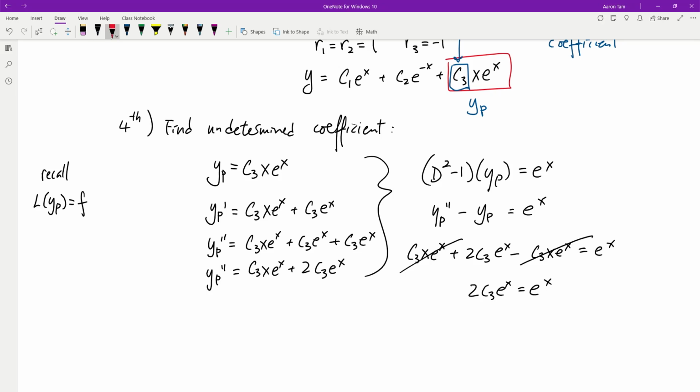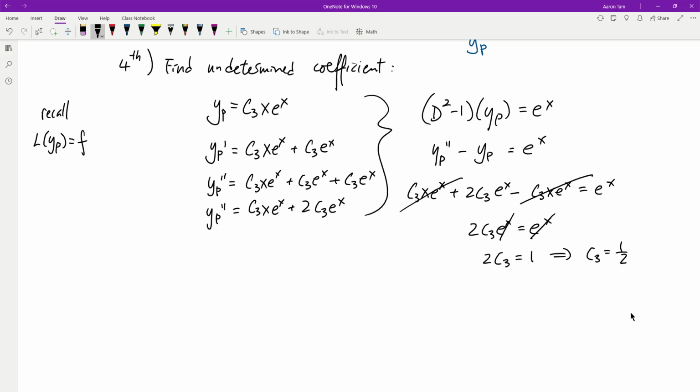And since e to the x can never equal 0, I'm safe to cancel them out, and therefore that leaves me with 2c3 equal to 1, implying that c3 must equal 1/2. So now I have my undetermined coefficients. Now I'm ready to put together my solution.